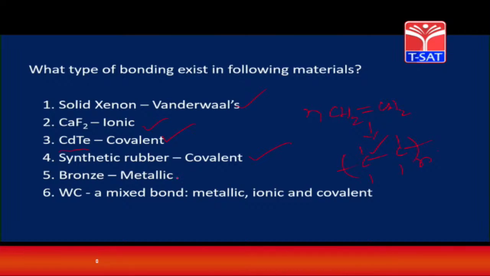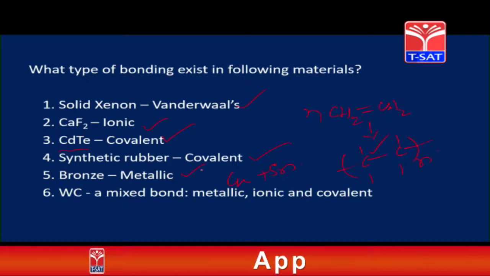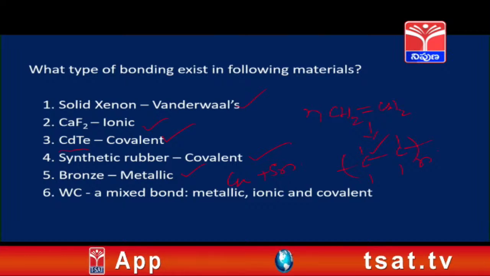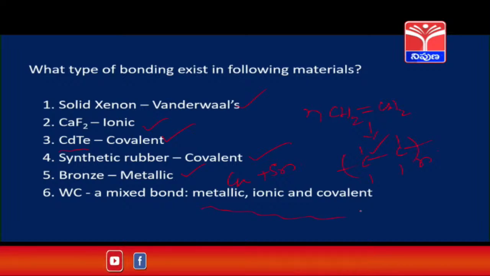Bronze, which is an alloy of copper and tin. Copper is a metal, tin is a metal. So, for the combination of copper and tin, the type of bonding is metallic bonding. Tungsten carbide is a typical example where all three types of bond exist: metallic, ionic and covalent.